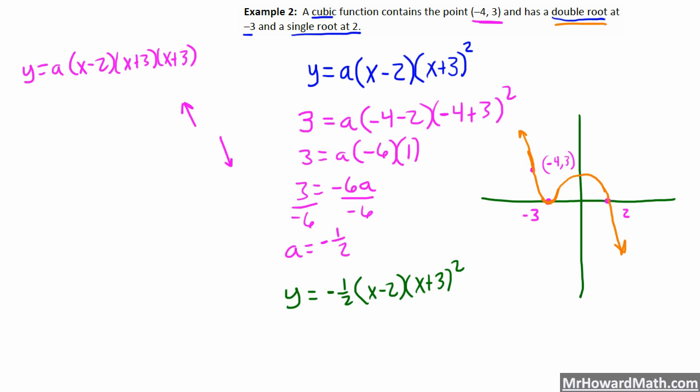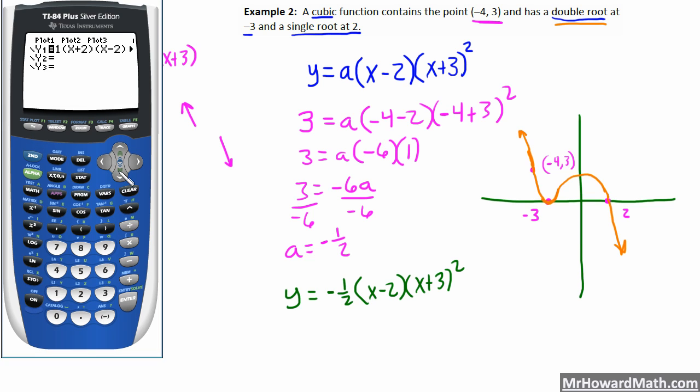All right, so let's put that in the calculator quickly. We've got the last one from the previous example in there, so always put fractions in parentheses. So negative 1/2 is our stretch factor, our a value, and then parentheses x minus 2, close parentheses, new parentheses, x plus 3, close parentheses, and that's quantity squared. Okay, let's graph this, and the picture looks right.